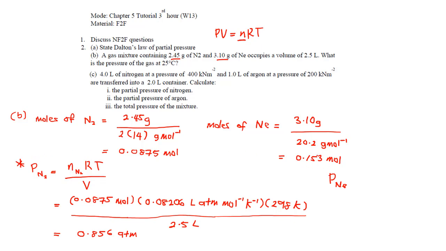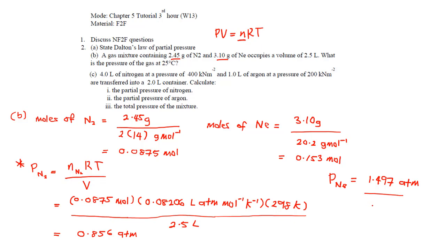For nitrogen it is 0.0875, for neon it is 0.153 mole. The rest, the gas constant, the temperature and the volume are all the same. So I want you to solve this by yourself. The partial pressure for neon that you should get is 1.497 atm. Make sure you get this answer.